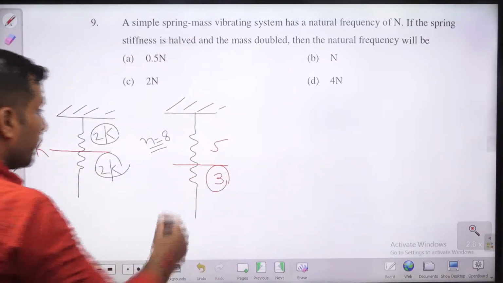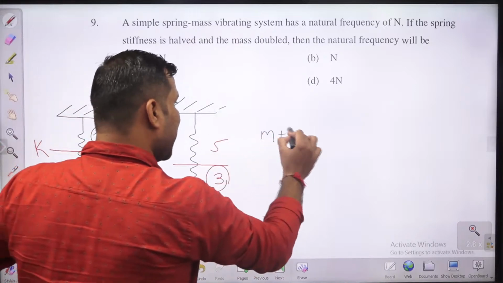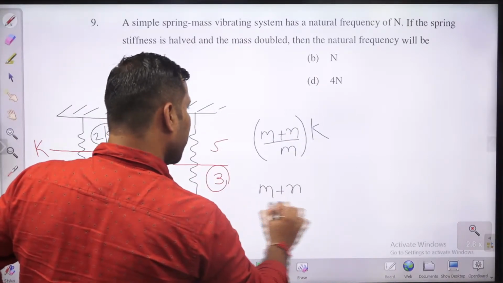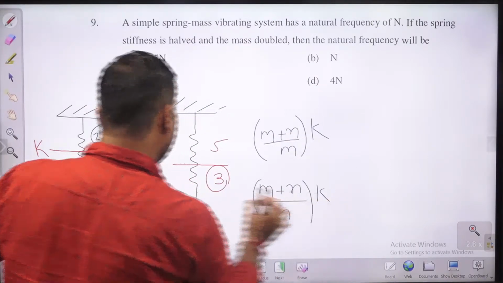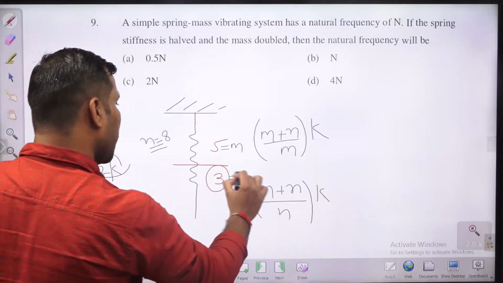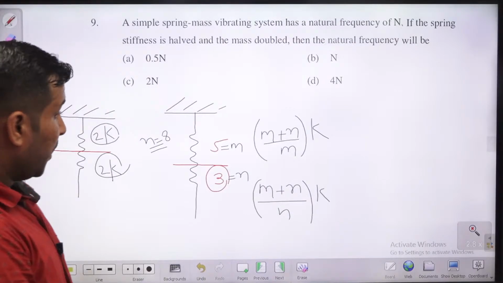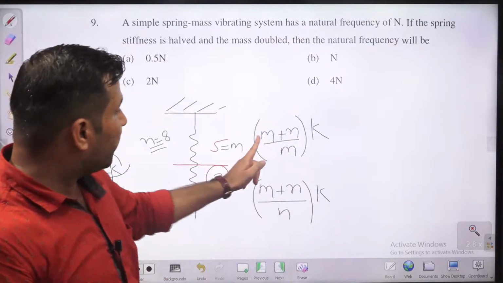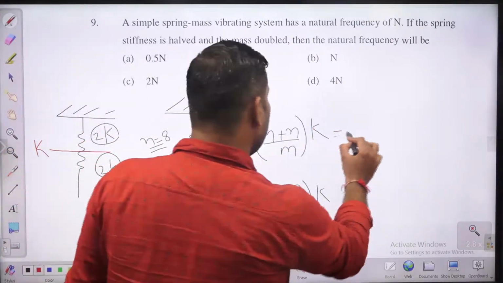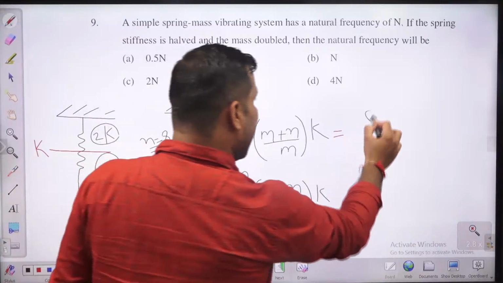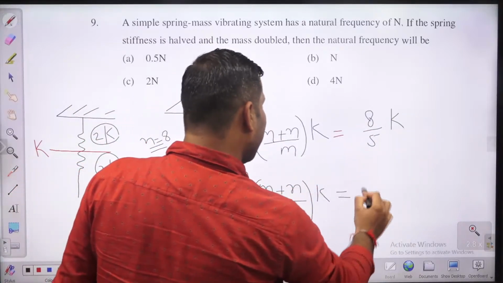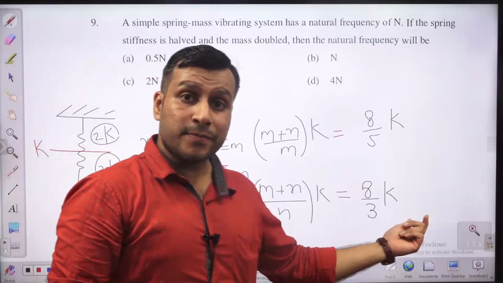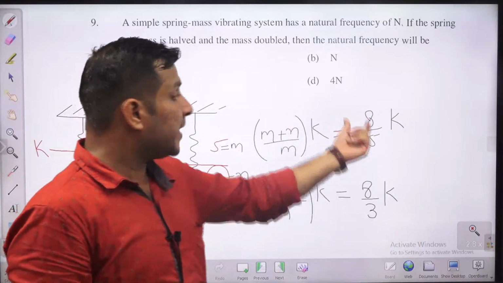So you can use a formula here. (M plus N) divided by M, into K. And (M plus N) divided by N, into K. I'm writing it as a ratio M to N, so the upper part is M and the lower part is N. So the upper part stiffness will be (M plus N) divided by M, into K. It means it will be 5 plus 3, that is 8 by 5 K. And the lower part will be 8 by 3 K. You can check it here. The stiffness of the lower part, 8 by 3 K, is more, and the stiffness of the upper part is 8 by 5 K.